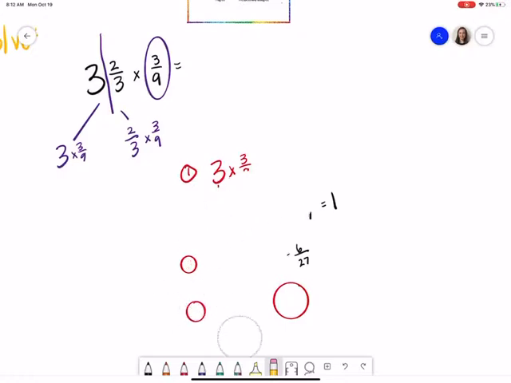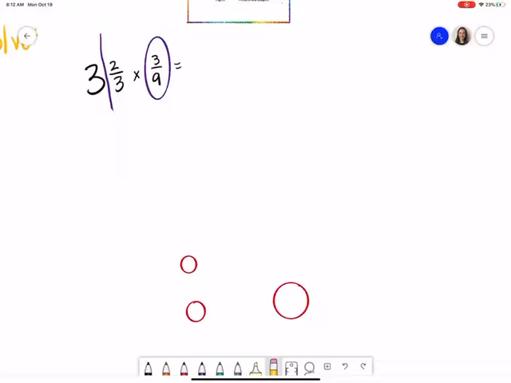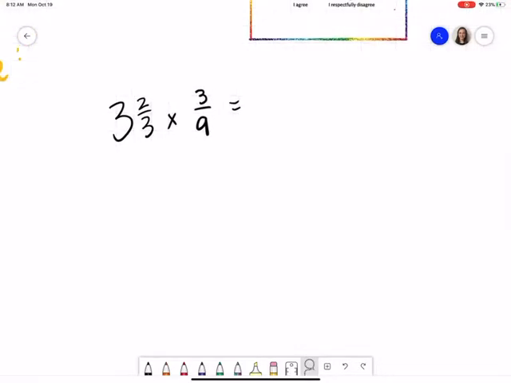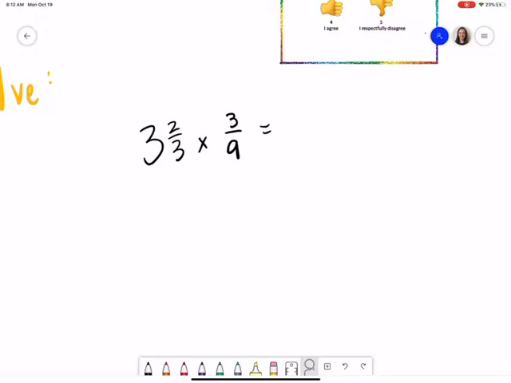So maybe you had another strategy for solving this. Go ahead and see if this strategy was the same one that you used or maybe even thought of. We got 3 and 2/3. So now we're going to learn a different strategy today.